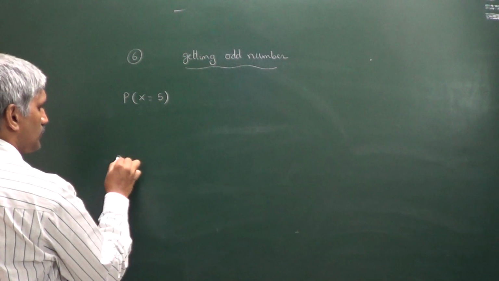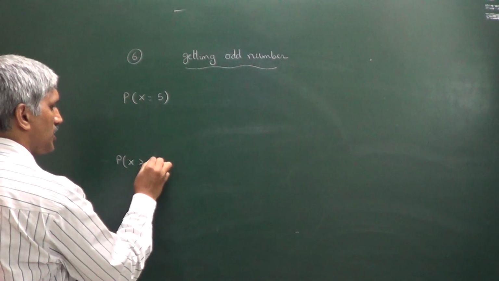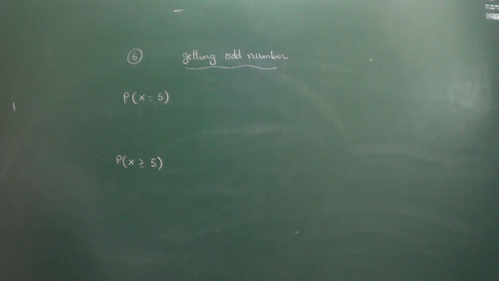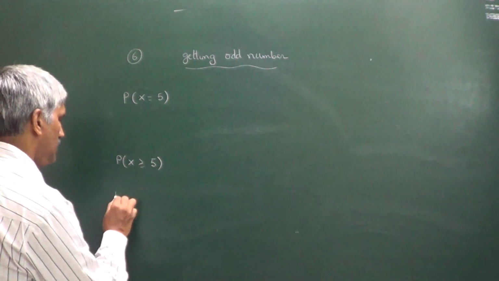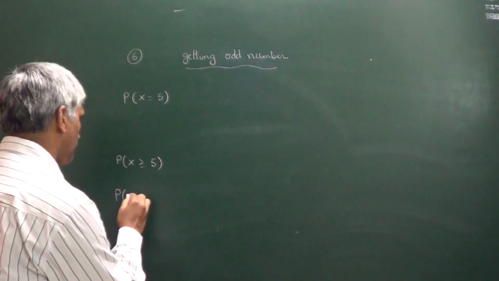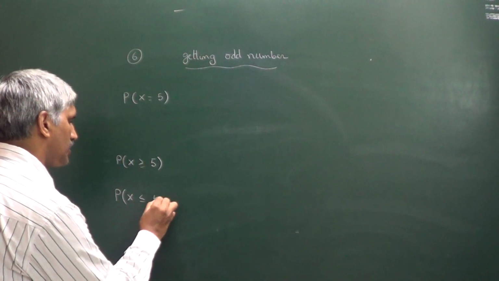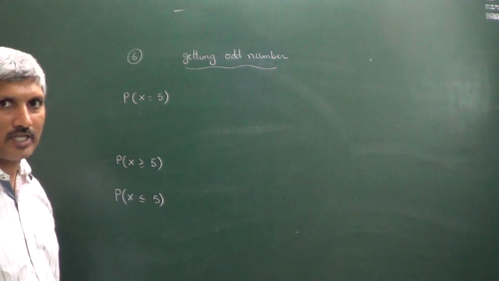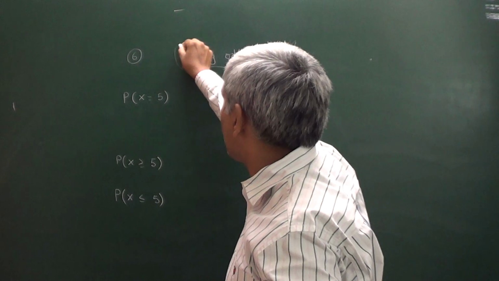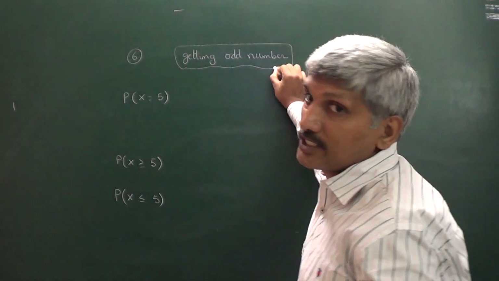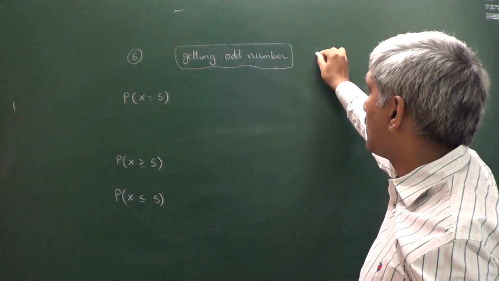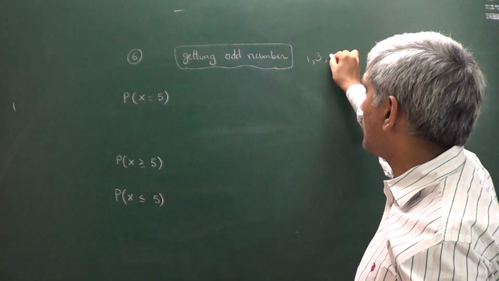Next he is asking P of x greater than or equal to 5, number of successes greater than or equal to 5. And next he is asking at most 5 successes. At most 5 means P of x less than or equal to 5, maximum 5 successes, so that we have to find out. Getting an odd number is considered a success when a die is rolled. Getting an odd number means we have to get 1 or 3 or 5.